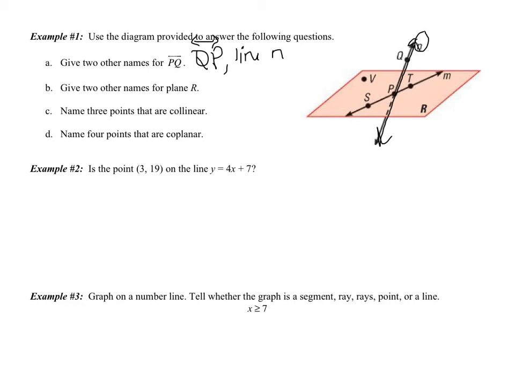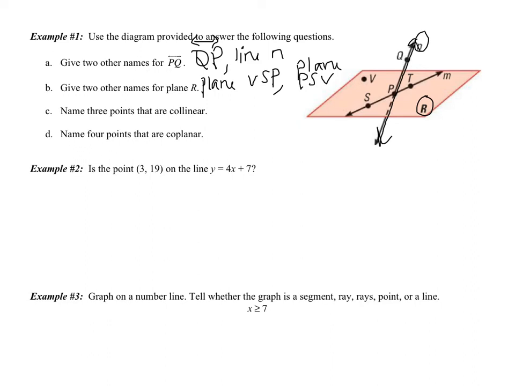Okay, part B, give 2 other names for plane R. So this is the plane. The way I told you to name a plane is choosing 3 points on that plane. So one way would be plane VSP. So I chose 3 points. I could also say plane, using those 3 points still, just write them in a different order, PSV. So those are 2 names for the same plane.